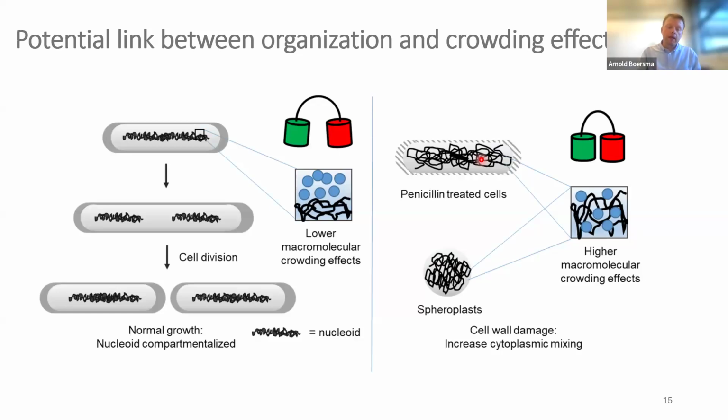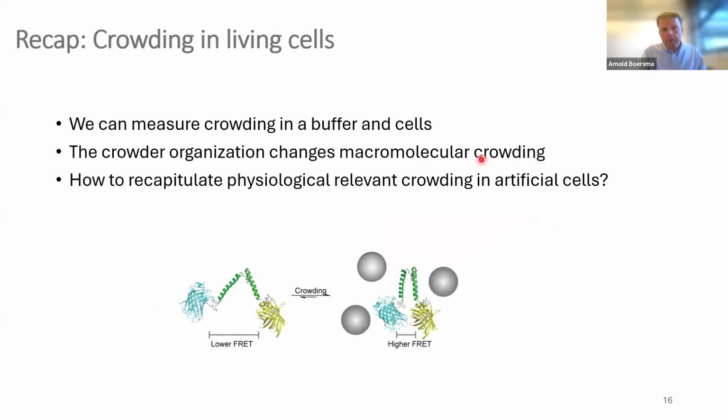But it's clear that crowding is not simply a change in volume or protein concentration, but it can also be due to the crowder organization. So to recapitulate, we can measure crowding in buffer and in cells. We have evidence, or at least hints, that crowder organization changes macromolecular crowding. I would say we still need the direct evidence that this is the case.